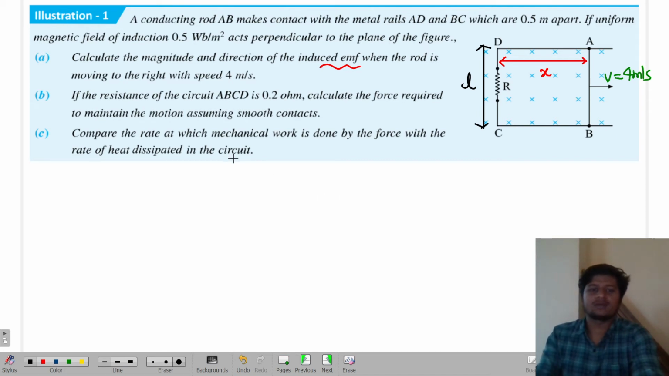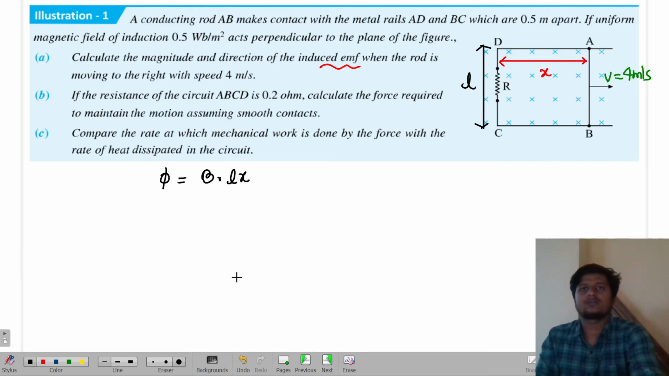So now look over here. Can you define the flux? When the rod is at distance x, the flux will be equal to magnetic field into area. Area is length into breadth, which is L into x. So it will be equal to B into Lx. Now the magnetic field is making 0 degree with the area normal, so cos 0 is how much? 1.